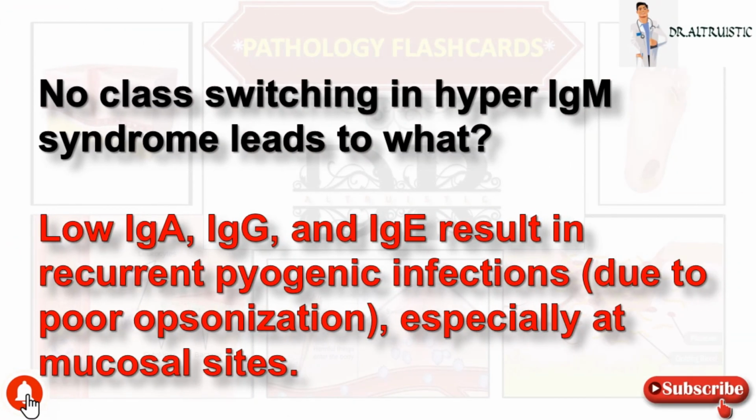No class switching in hyper-IgM syndrome leads to what? Low IgG, IgA, and IgE result in recurrent pyogenic infections due to poor opsonization, especially at mucosal sites.